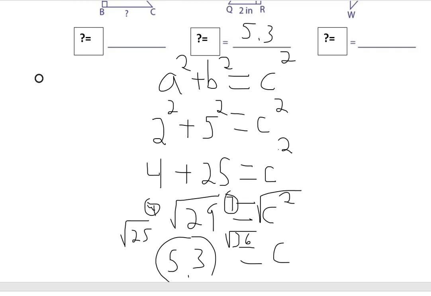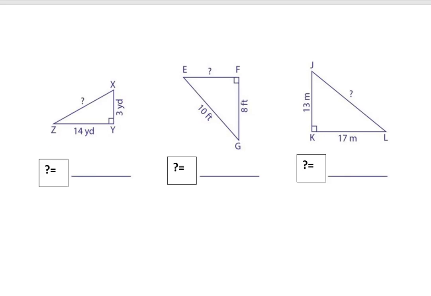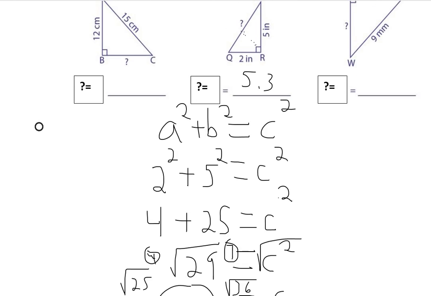Now, the second example is different in the sense that we are not solving for the c value, because the c value is given to us here. So this one's going to look a little bit different. We're going to answer it the same way we always do. a squared plus b squared equals c squared. That's the very first step you always are going to do.